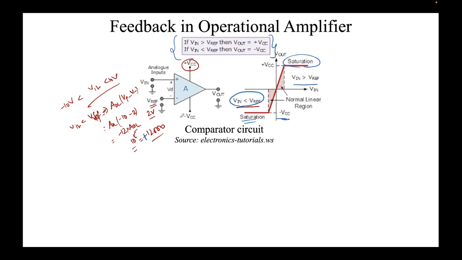Now let's take an example. Vref equal to 2 volts and V plus equal to 2.001 volts. Can somebody tell me what will be the answer? Vref is 2 volts, V plus is 2.001 volts. What will be the answer?